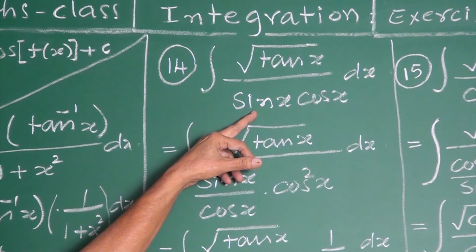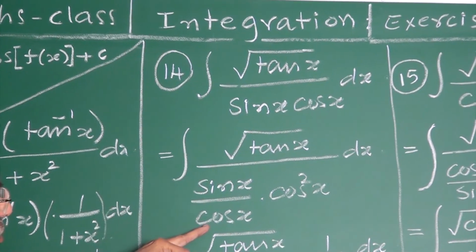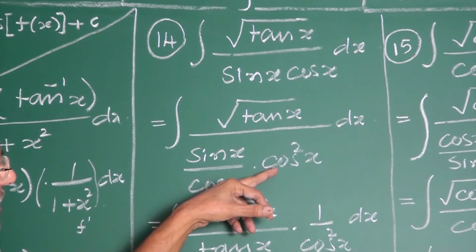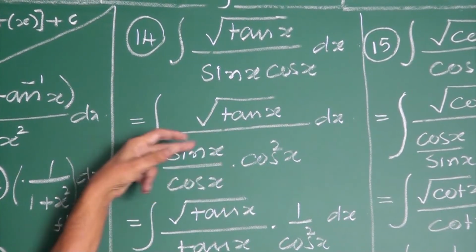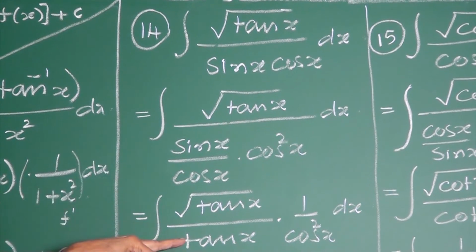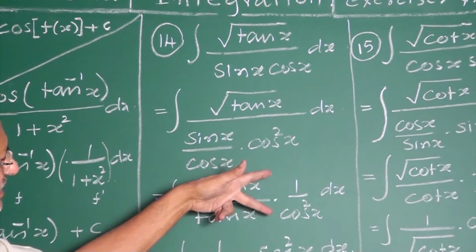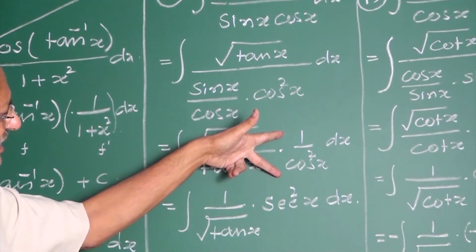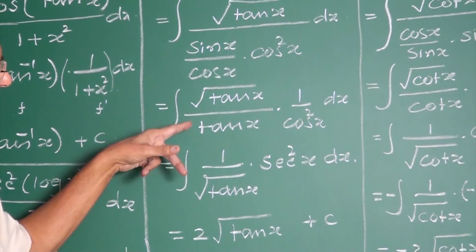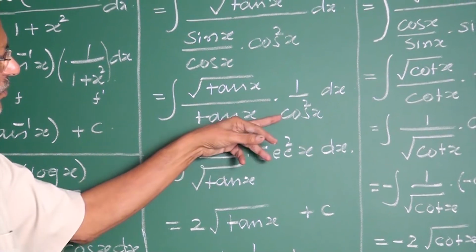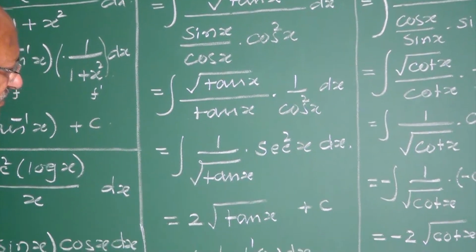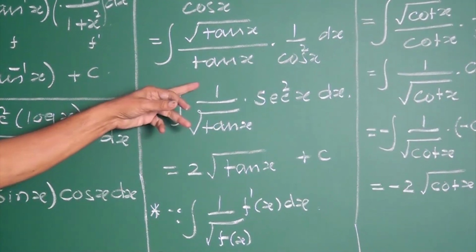To get tan, divide sine by cos. If you divide, multiply cos with this cos, it is cos square x. It is root tan x. What is sin x upon cos x? It is tan x. Right, separate this: 1 by cos square x dx. Root tan x upon tan x is what? Root tan x remains in the denominator. 1 by cos square is sec square x dx.